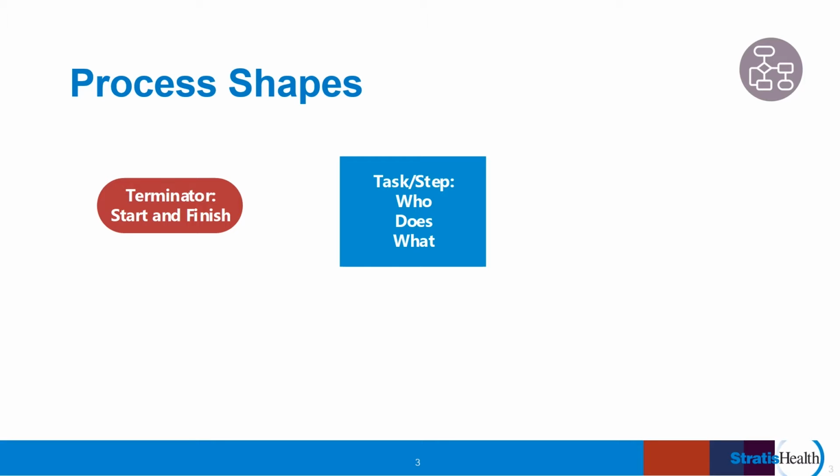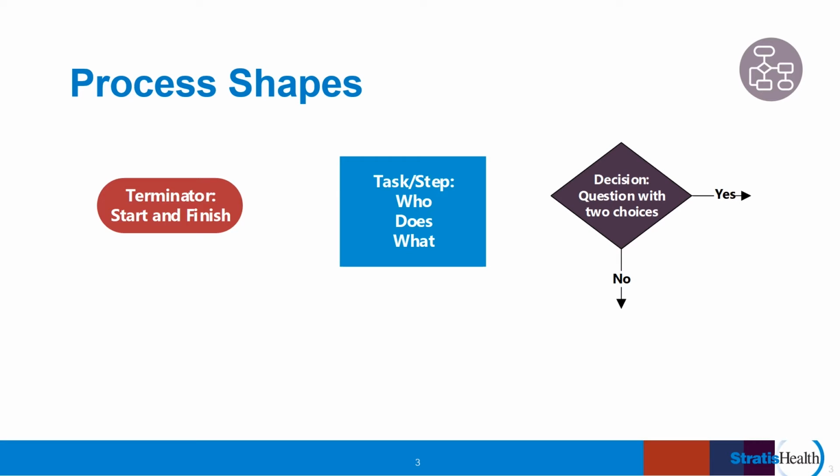The order of those steps addresses the question of when. Finally, a diamond is used to represent a decision point or a question that needs to be answered to determine next steps. When possible, it's ideal to frame questions so the answer is yes or no in nature. The process map then branches off into different series of tasks based on the answer to the question.